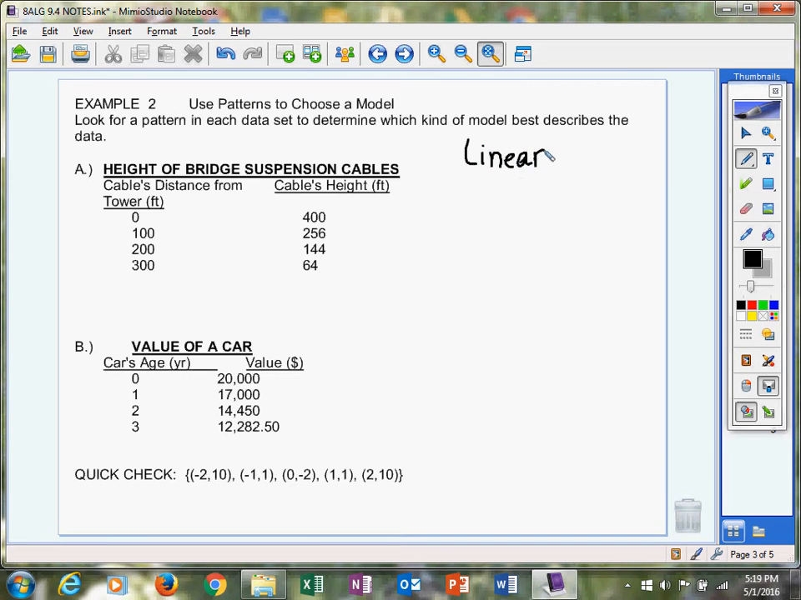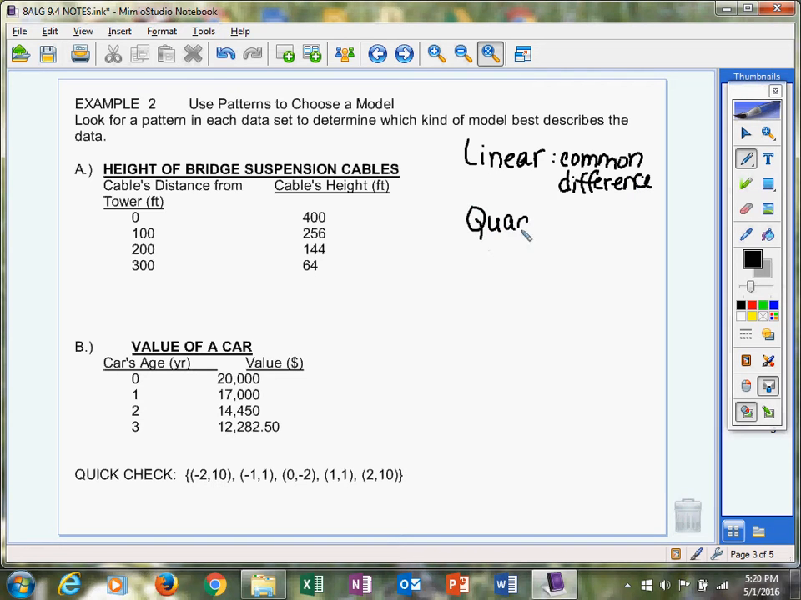Linear is going to have that common difference. We've studied that before. If the y's are going up by means of addition, or they could go down because you could add a negative number, but if you're adding the same number to get to the next number in your y's, then that's linear. That's a straight line.